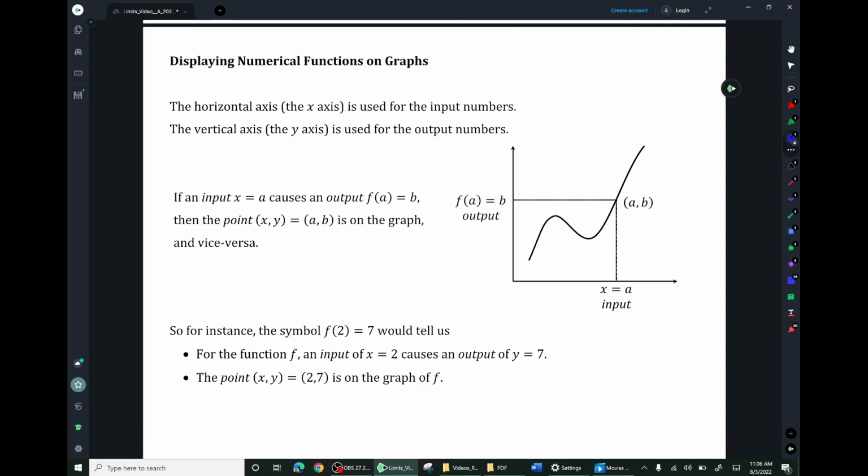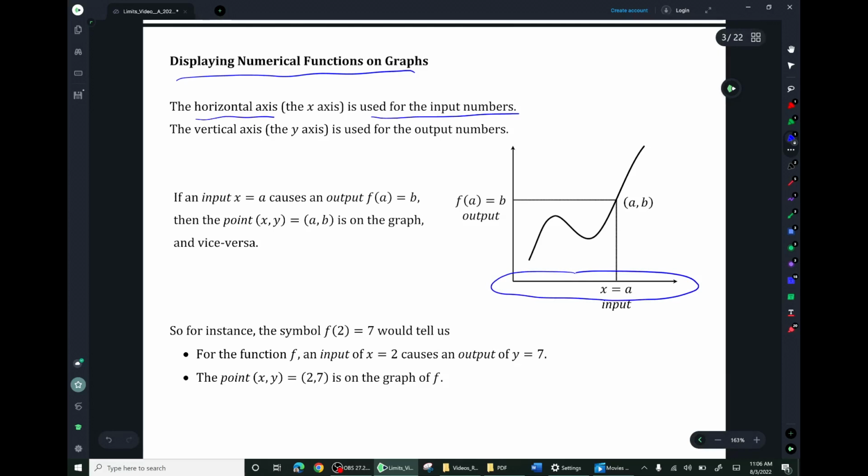It will be very important in our calculus course to be comfortable with the idea of displaying numerical functions on graphs. To do that, you make a set of axes, and the horizontal axis is used for the input numbers. Now, often the input variable is called x, and so we'll often refer to the horizontal axis as the x-axis. But x won't always be the variable. In some examples, the variable might be, for instance, t for time. So then the horizontal axis would be the t-axis. So again, the name can vary, but it is the input axis.